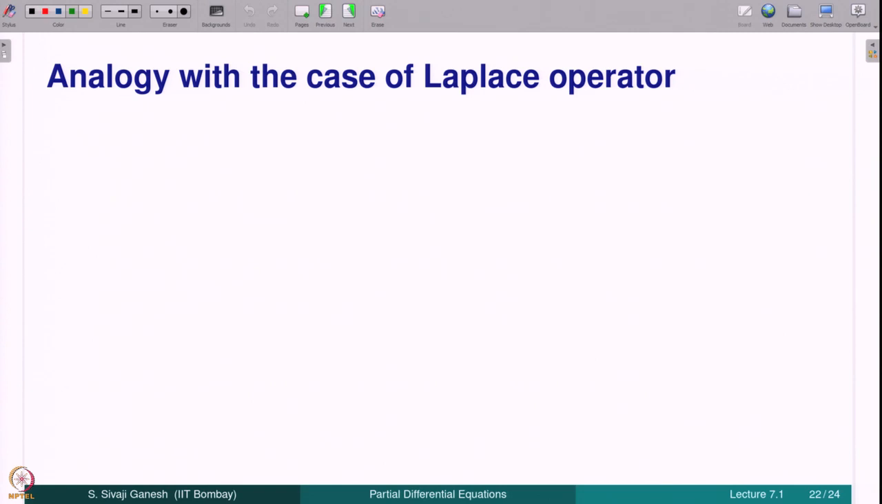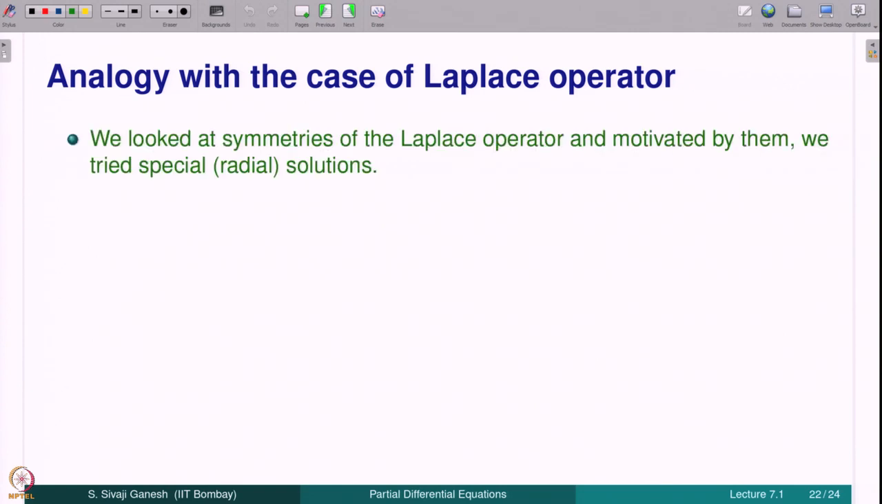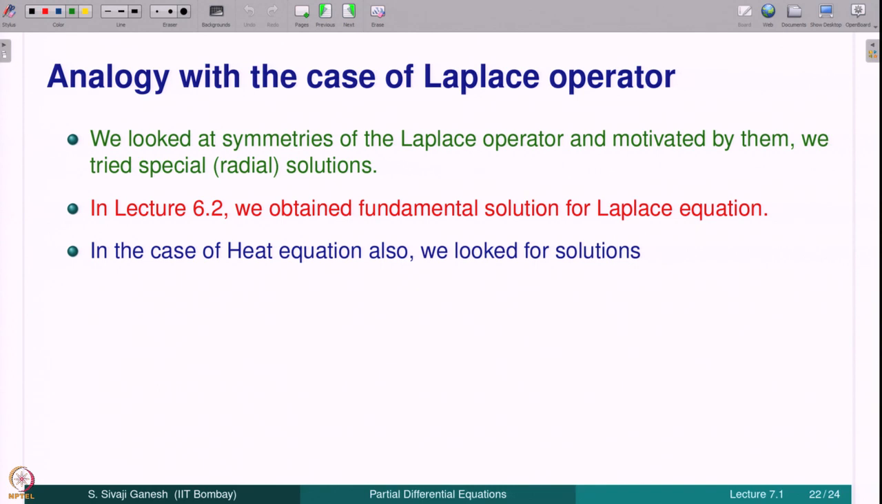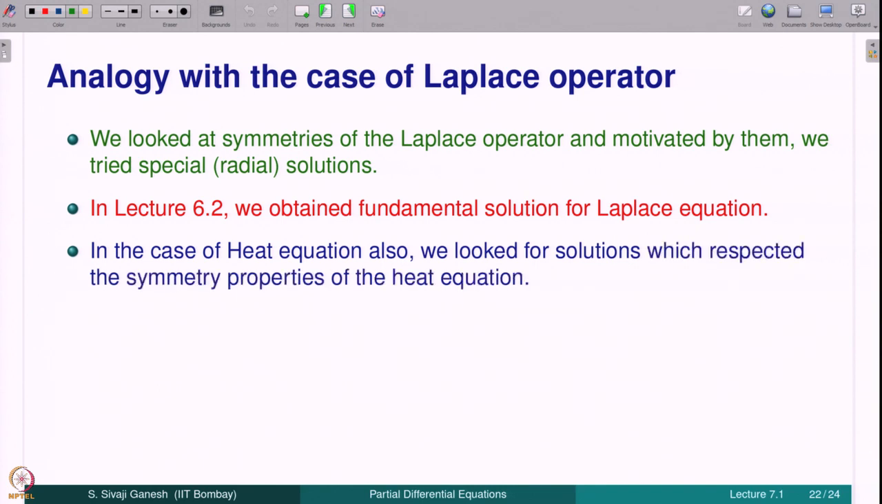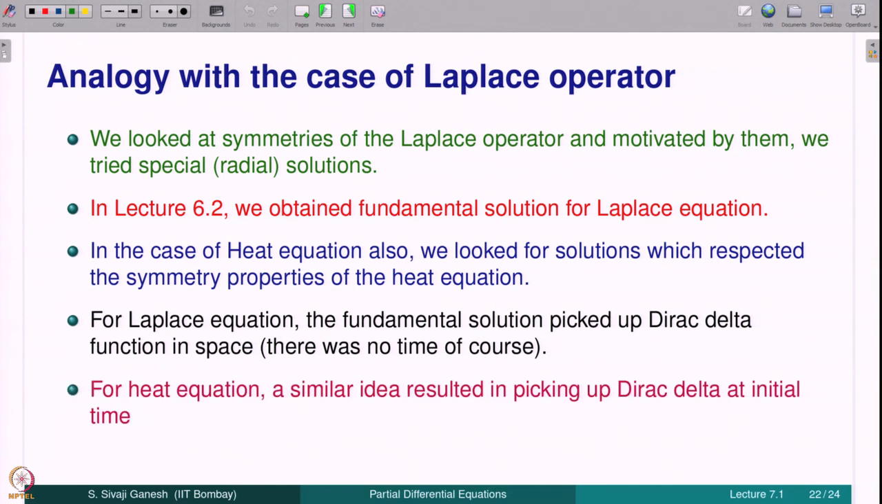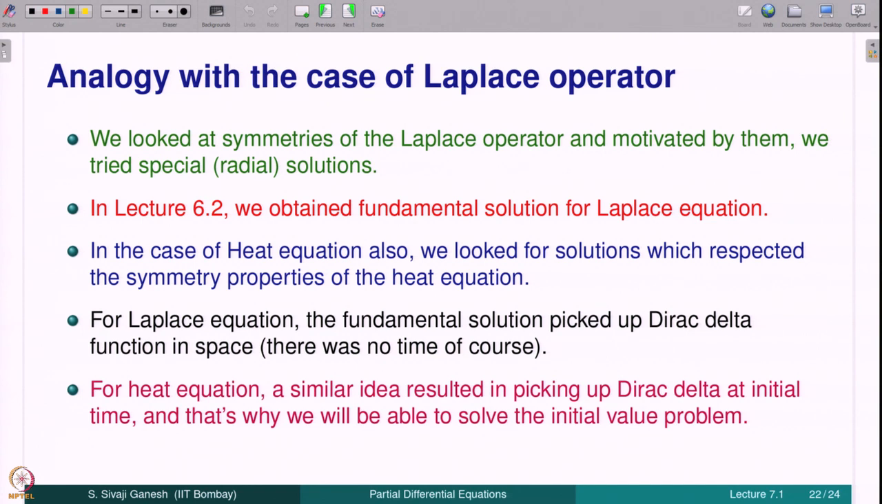I would like to give an analogy with the case of the Laplace operator. We looked at symmetries of the Laplace operator, and motivated by them, we tried special solutions, that is radial solutions, and that gave us the fundamental solution for the Laplace equation, that is done in lecture 6.2. In the case of heat equation also, we looked for solutions which respected symmetry properties that heat equation enjoys. For Laplace equation, the fundamental solution picked up Dirac delta function in the space. Of course, there is no time in Laplace case. For heat equation, a similar idea resulted in picking up Dirac delta at initial time, and that is why we will be able to solve the initial value problem.